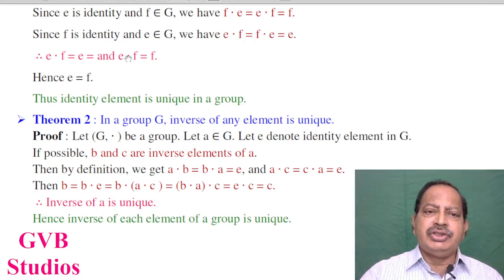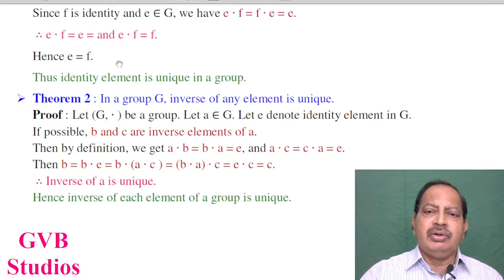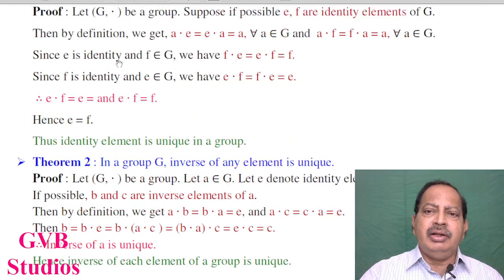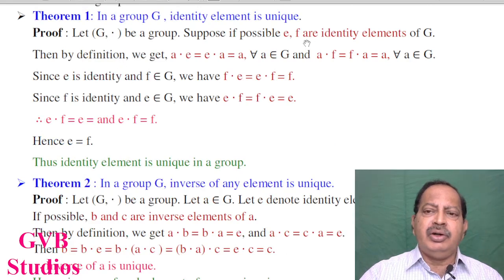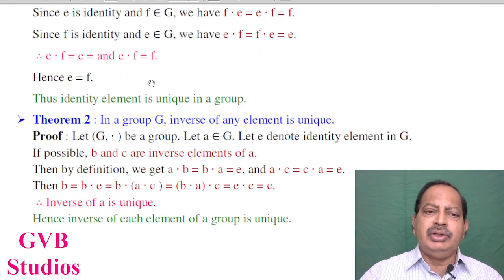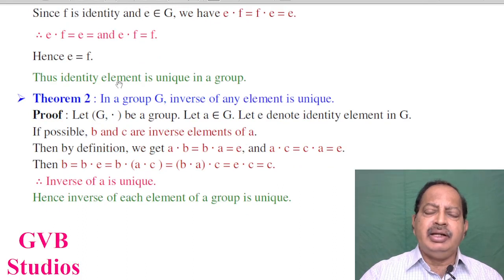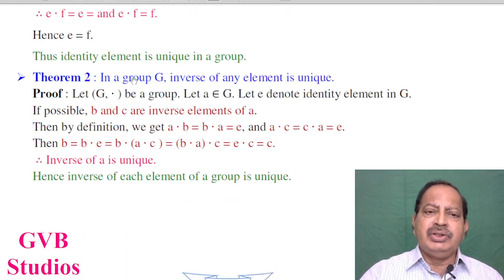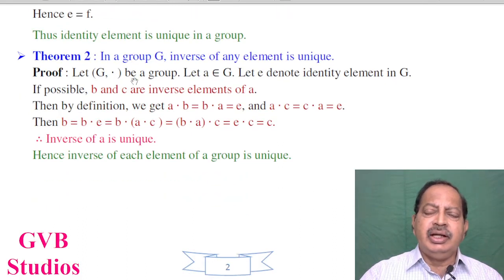Here e · f is the same. So we can say e is equal to f. Therefore, e = f. In the beginning, I have taken e and f as 2 identity elements, but we have shown that e is equal to f. Therefore, identity element is only one. That means identity element is unique in a group. If at all identity element exists, it is only one element.